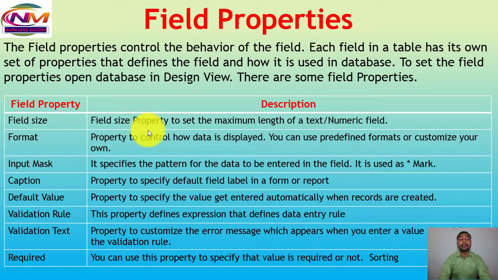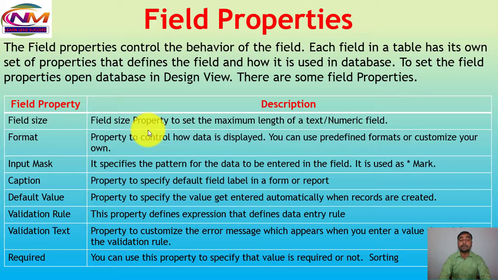Now the next is validation rule. This property defines an expression that defines a data entry rule. These are some of the rules we have to follow in the database while entering a record. Some rules are set by the user, and at the time of use, those validation rules are followed under certain conditions, and those conditions are given by the user. That is called validation rule.